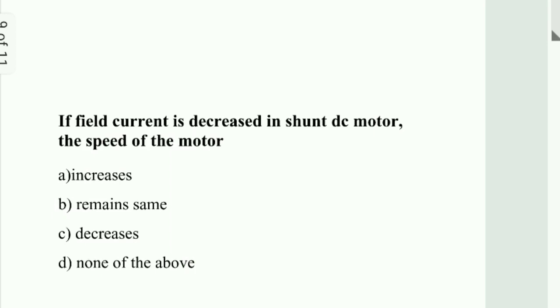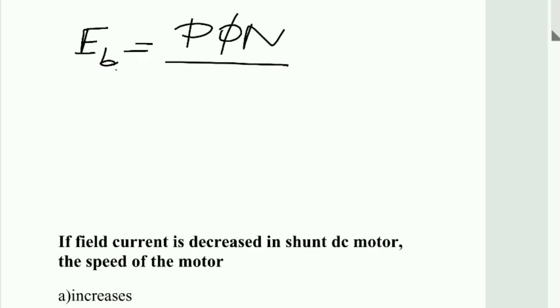Next question is from DC motor. If the field current is decreased in a shunt DC motor, the speed of the motor will...? पहले तो हमको समझना पड़ेगा कि what is the relation. We know that back EMF equals P phi N by 60, right, into Z by A.